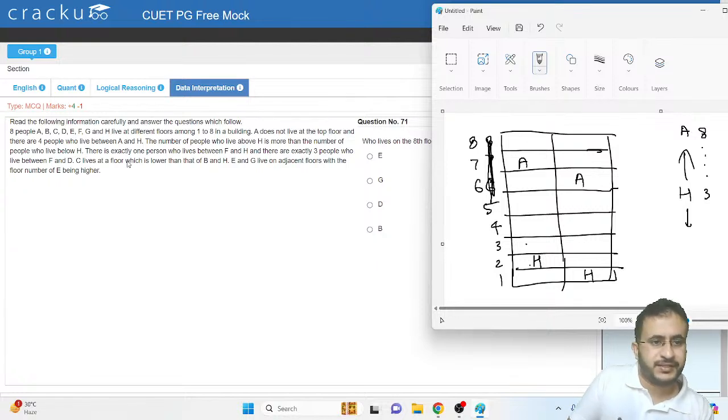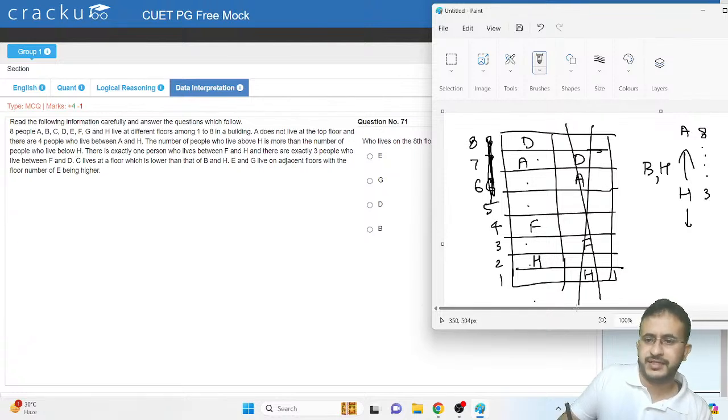It says that there is exactly one person between F and H. So one person in between. And there are 3 people between F and D. So we cannot have 3 people and D here. So we can have 1, 2, 3, this is D, and similarly D. So these are the people arranged. C lives on a floor lower than that of B and H. So B and H live above C. In this case, this gets eliminated because C cannot live here. So C is here. Then B is remaining.